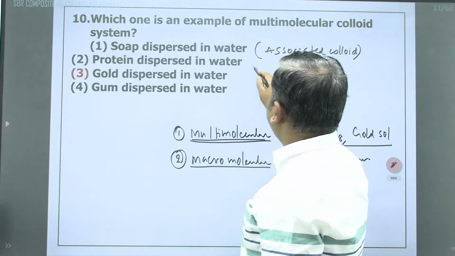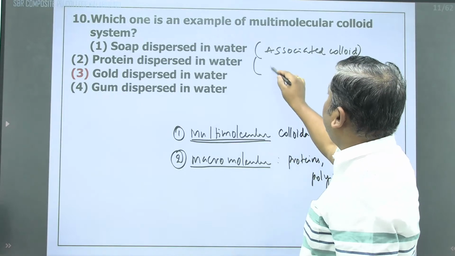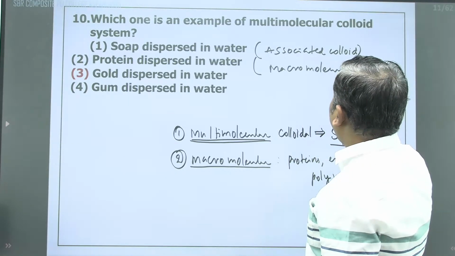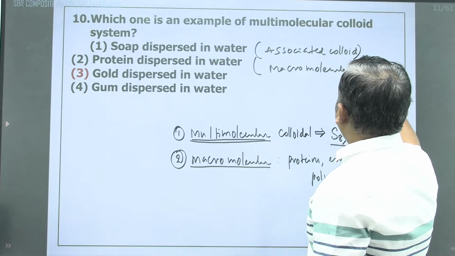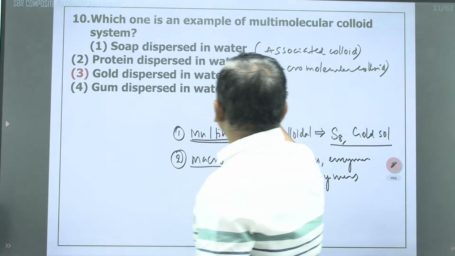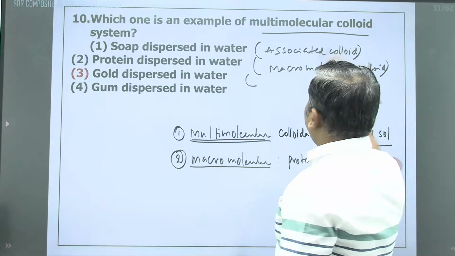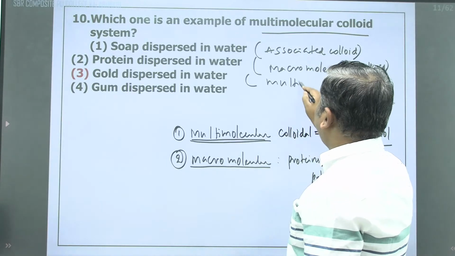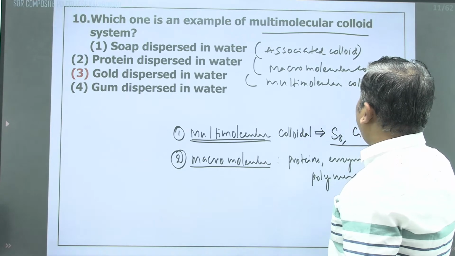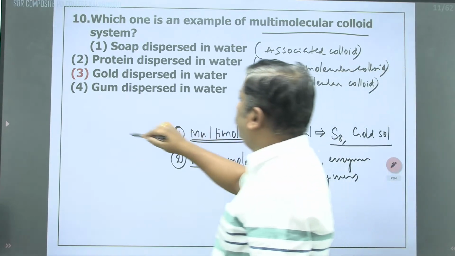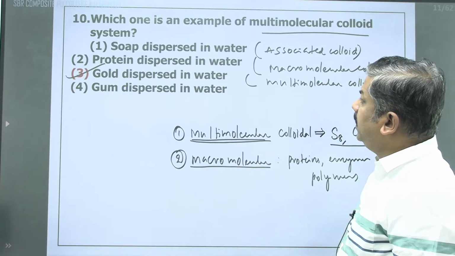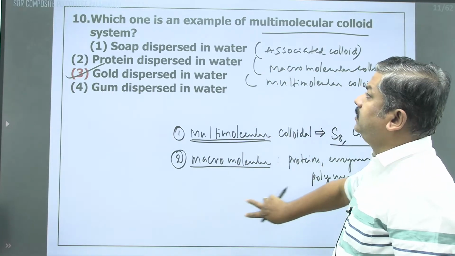Next one, protein dispersed in water is an example of a macromolecular colloid. This is commonly called a macromolecular colloidal solution. And next one, gold dispersed in water. This gold dispersed in water is an example of a multimolecular colloid. So the third option is correct. Gum dispersed in water is a simple colloidal solution. It is not considered under these 3 categories.